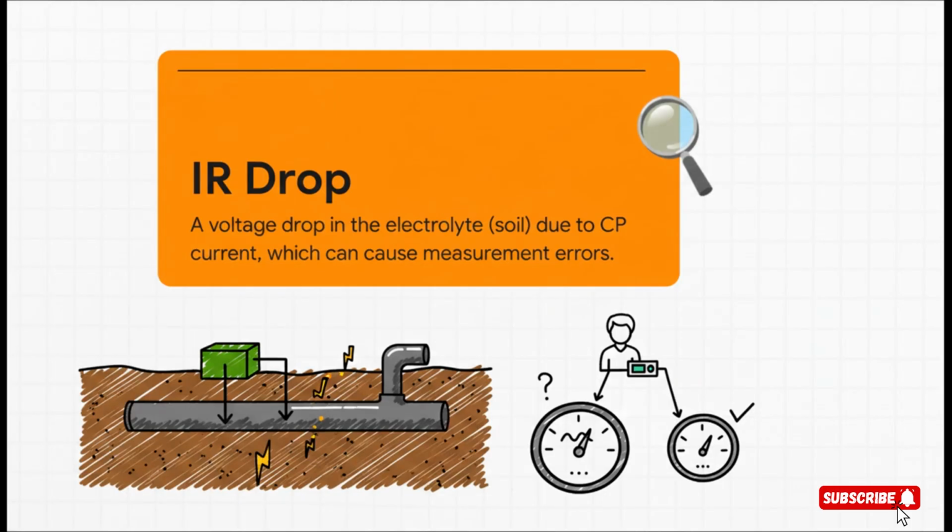But there's a catch. When we go to measure our pipe's potential, the very current that we're applying for protection can actually create an error in our reading. This error is called the IR drop. Think of it as a voltage drop happening in the soil between our meter and the pipe, not on the pipe surface itself. To get a true, accurate measurement, we have to find a way to eliminate it.